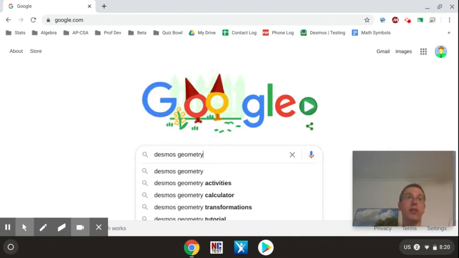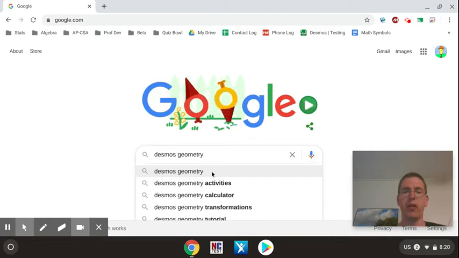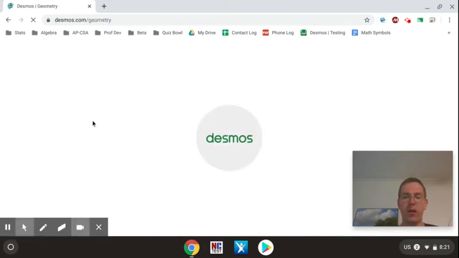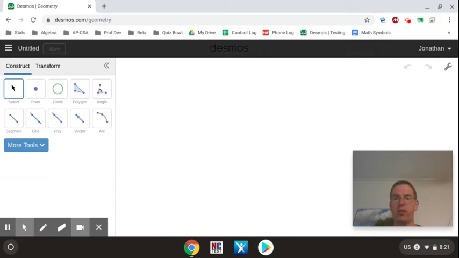So I'm going to show you how to get this program. That way, if you want to try it yourself, it's pretty easy to use, and there's a lot of neat geometry stuff you can do there. We're going to go to Desmos geometry. I'm just searching for it in Google, and it should be the first thing that pops up. It's just a geometry version of the Desmos calculator we've been using a lot in class.